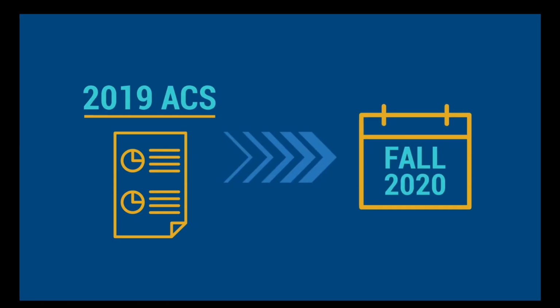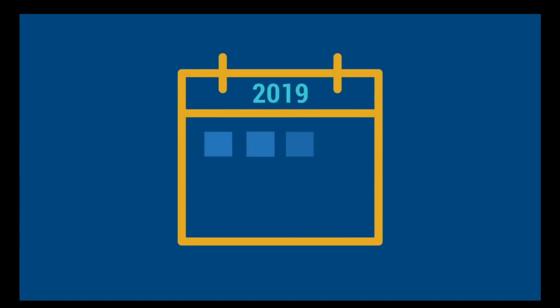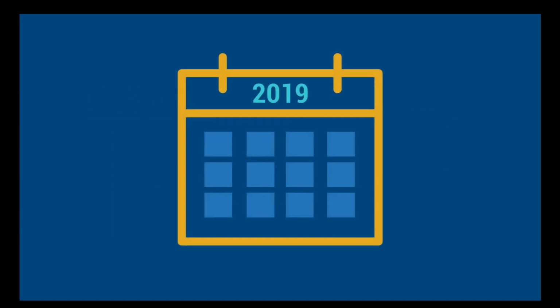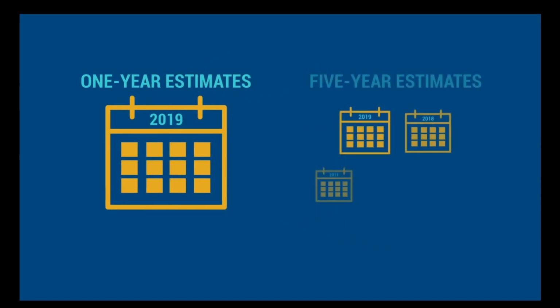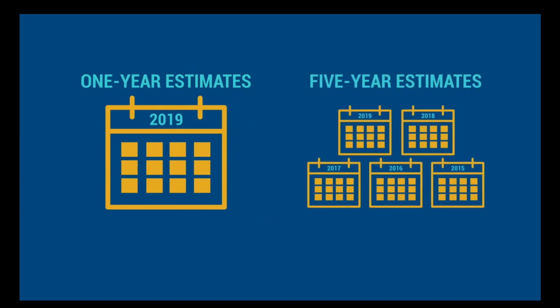Because the ACS is in the field continuously and data are pulled across a calendar year to produce estimates for that year, ACS estimates reflect a period of time rather than a single point in time. The Census Bureau produces two main types of ACS estimates, one-year estimates and 5-year estimates. The one-year ACS estimates provide data for a 12-month calendar year period, and the 5-year estimates combine 60 consecutive months of data to produce estimates that cover a 5-year period.